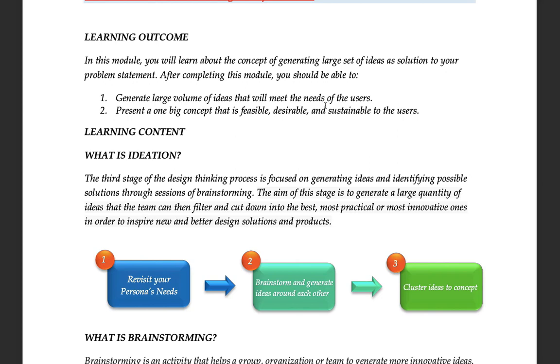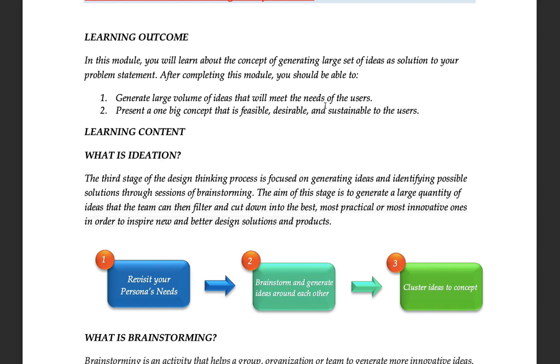Because I know during our chats, there are those who sent me messages with a lot of big ideas. Some are good, some are not. So in this particular stage, you will now filter and cut down the best and most innovative ones in order to inspire your solution based on the problems that your persona or your users need.